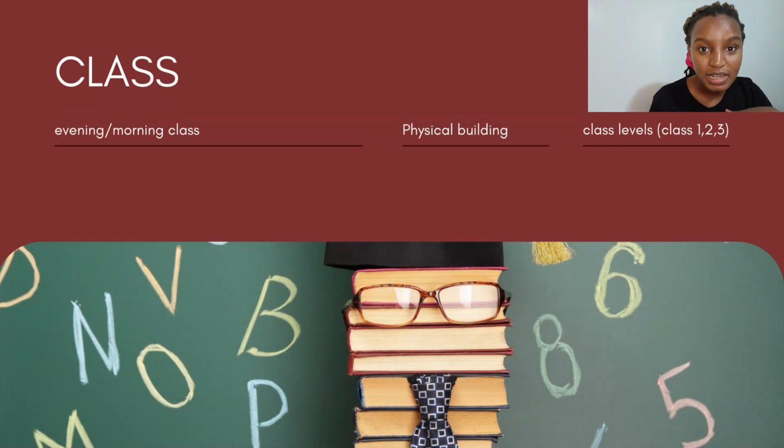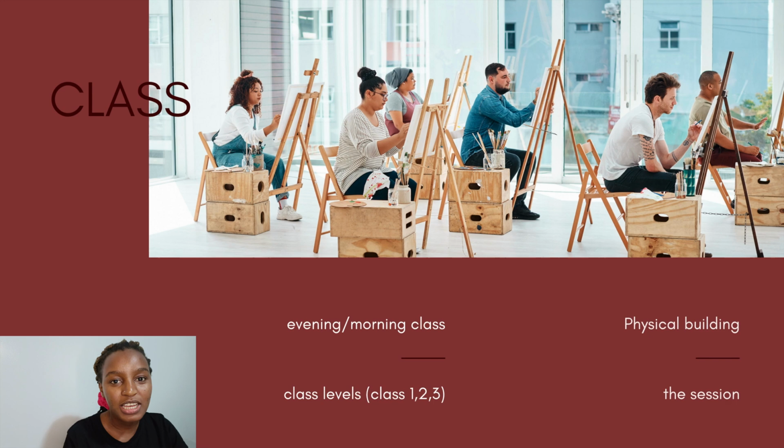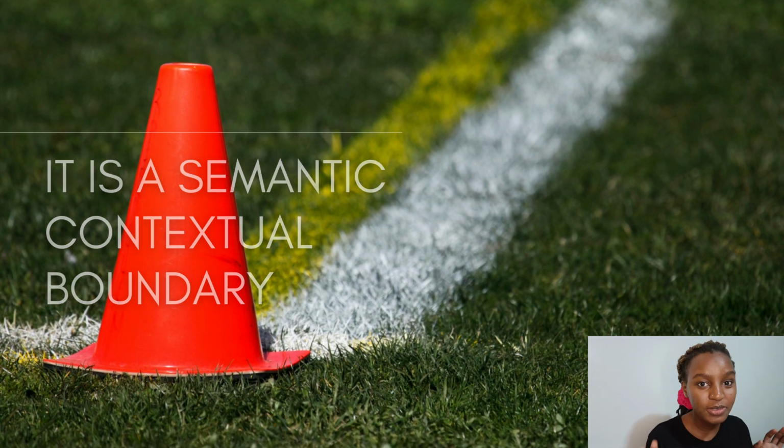It can also mean the class level that the student is in. I am currently in class 1, next year I'll be in class 2, and so forth. And it can also mean the actual session, to mean I'm in session right now, I'm in class, I'm currently in class. So all these are 4 different ways you can define class to mean all different things. But in this case, everyone involved understands what you're referring to because of the specific context you're talking about. Basically, it is a semantic contextual boundary.